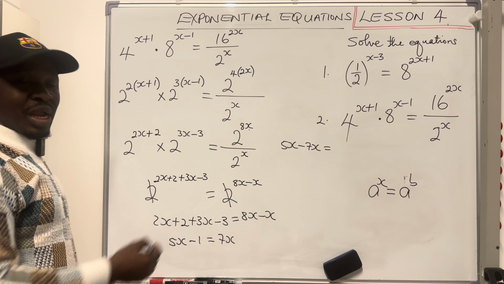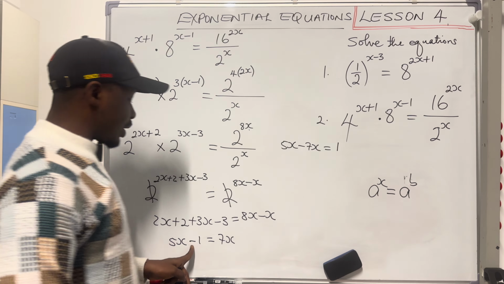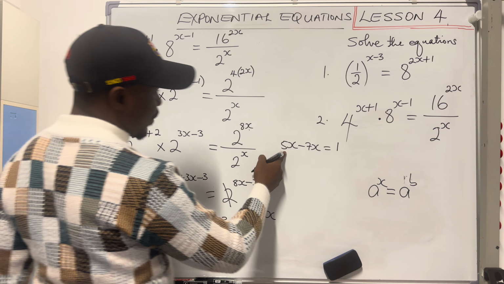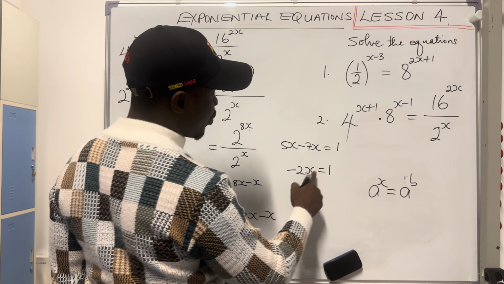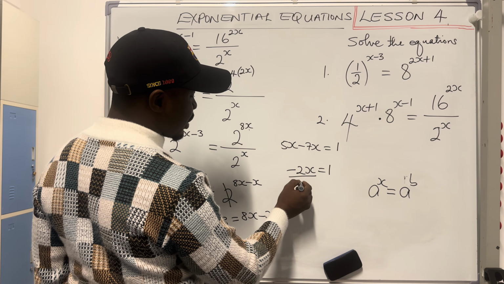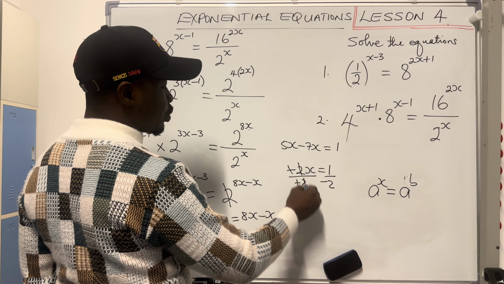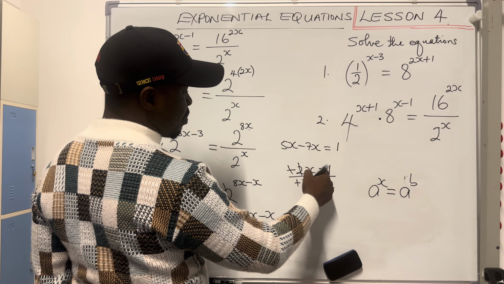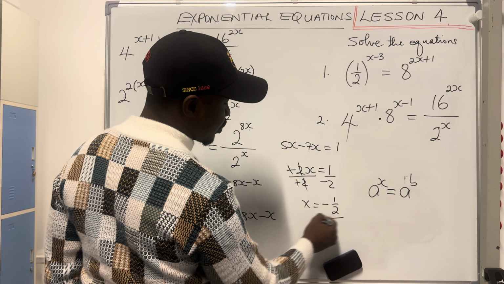So what goes to the right hand side? The one without x, which is 1 instead of minus 1. So 5x minus 7x is minus 2x, equal to 1. We need x. We divide both sides by minus 2. This goes with this, this goes with this. Positive divided by negative is negative, and 1 over 2, so x equals minus 1 over 2.